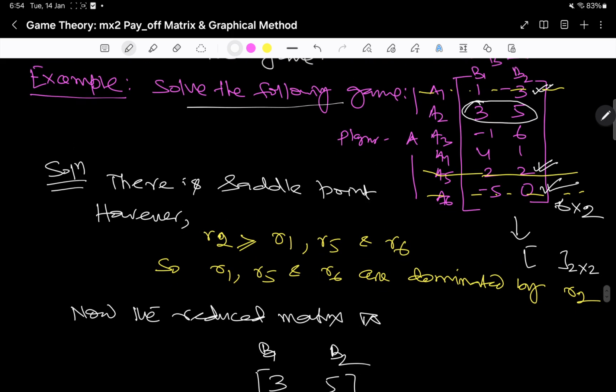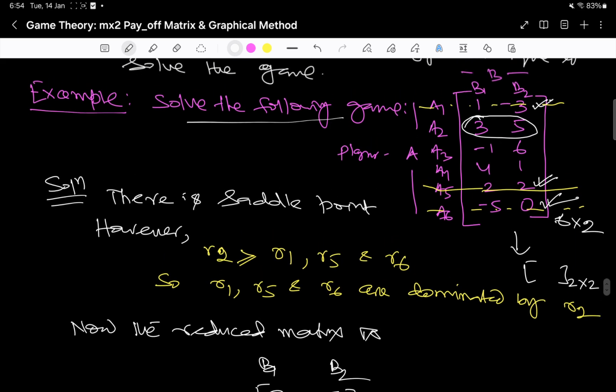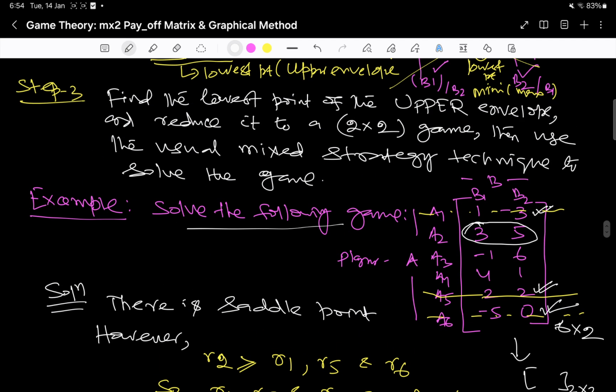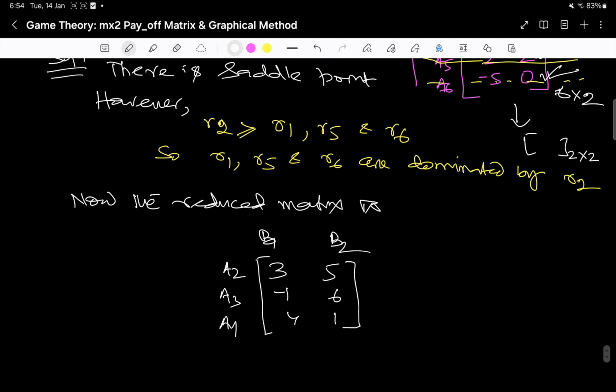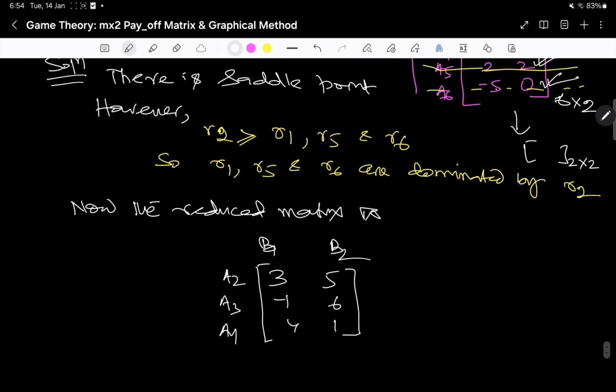Here it is A2, A3, A4, where further domination is not possible, right? So we have to see the graphical method now. If from the beginning it asks to use the graphical method, we will not dominate, we will directly solve it. But here it is just asked to solve this, so we are first applying the dominance rule.